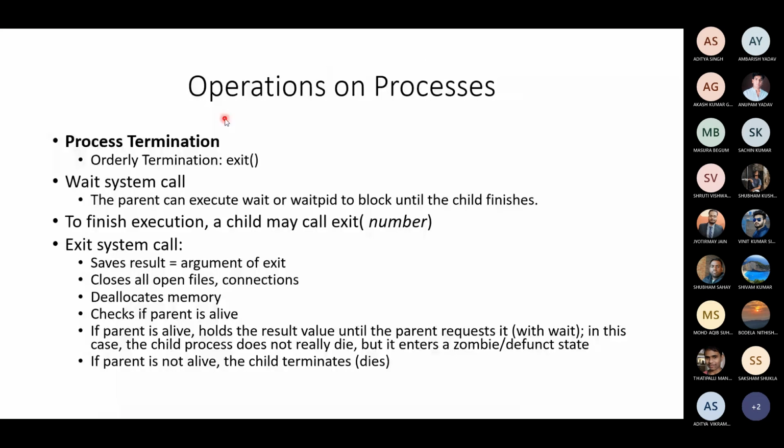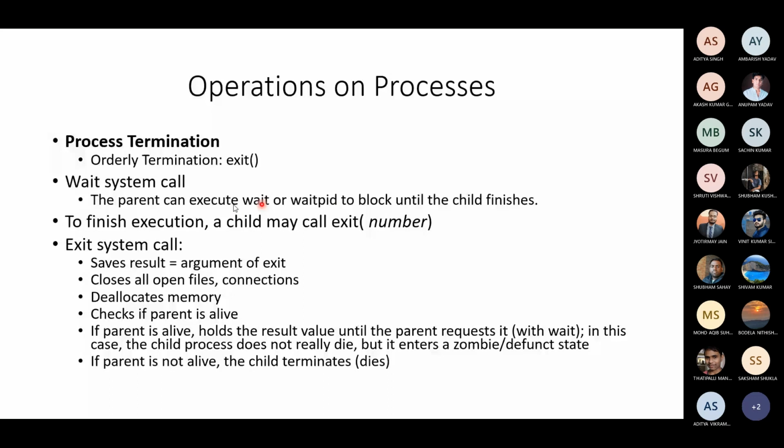Now, having discussed how to create a process, let us discuss how to terminate a process, how to exit a process. Orderly process termination is done through another system call, exit. Exit is also a system call like fork. Using this exit system call, we will terminate the process. We can make a process wait also, that is called the wait system call. The parent can execute wait or waitpid with a particular process ID to block the process until its child finishes. So the wait system call is also there.